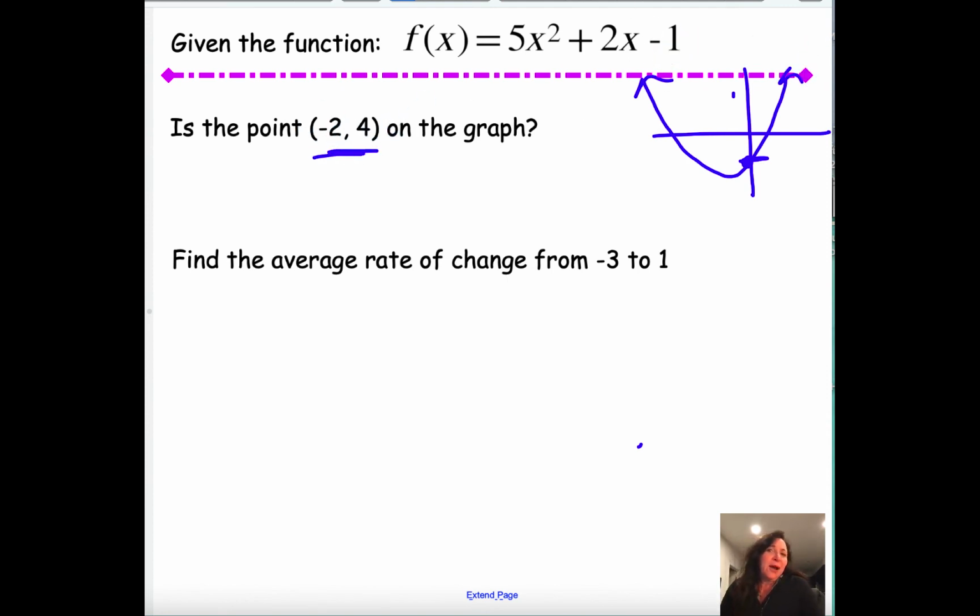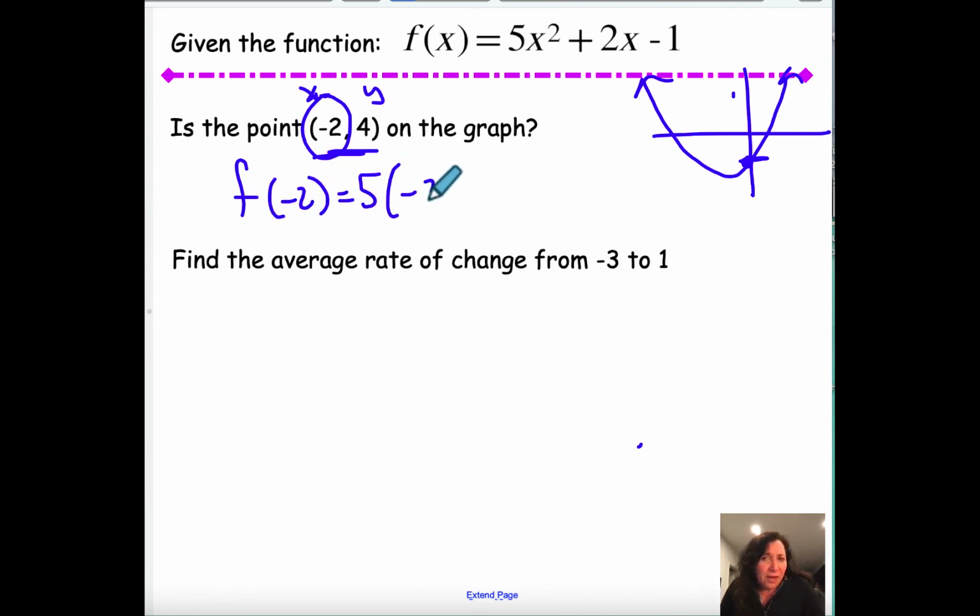Well, in order to find out if the point is on the graph, you're going to plug in the x value. This is x, this is your y value, okay? If I plug in my x value, I should get my y value if it's on there. If it's not on there, then it's not a point on the graph. So we're going to go f of -2. That's what it looks like when you plug in a value.